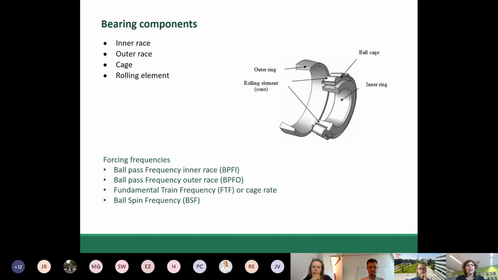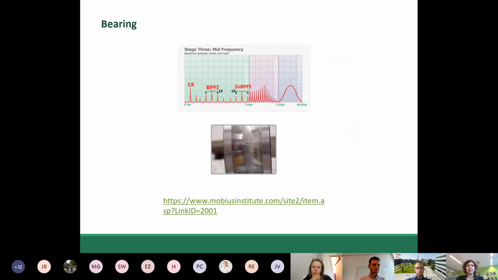Each of these components has its own forcing frequency, which are named BPFI, BPFO, FTF, and BSF. There are mathematical formulations with which these forcing frequencies can be calculated. One example, this is the spectra, and as you see the harmonics, you can detect BPFI, which means in this bearing, the damage has happened in the inner race.